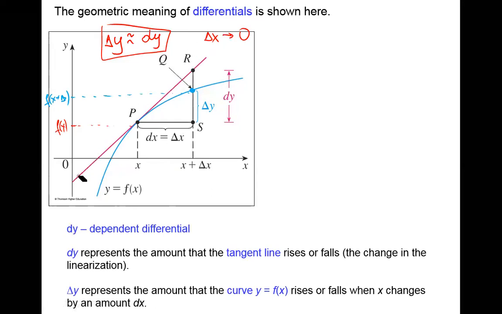linearization, because that's my tangent line, linearization. Delta y represents the amount the curve rises or falls. Of course, we see. That means delta y is the curve, dy is the tangent. And let's look at this.